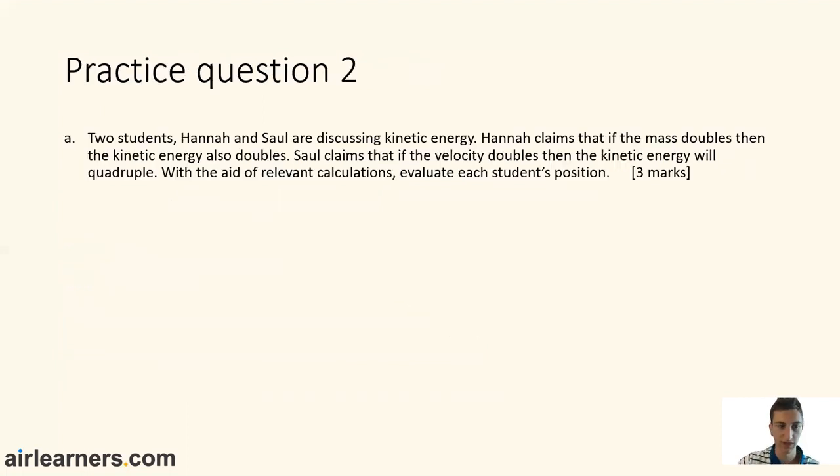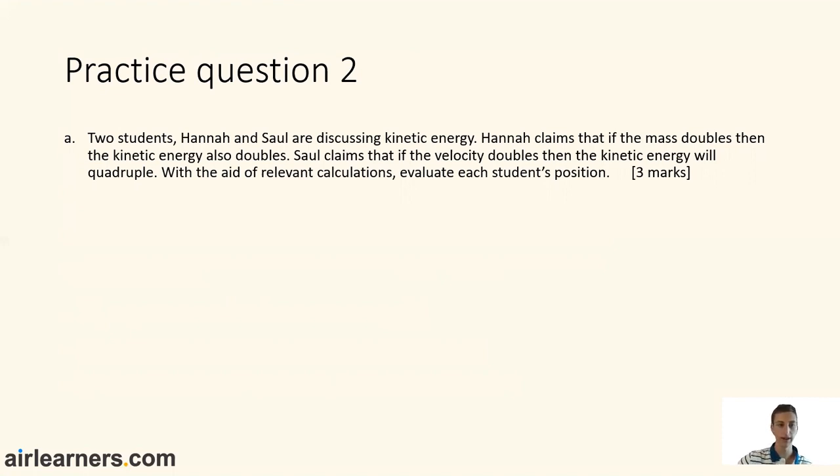Practice question 2. 2 students, Hannah and Saul, are discussing kinetic energy. Hannah claims that if the mass doubles, then the kinetic energy also doubles. Saul claims that if the velocity doubles, then the kinetic energy would quadruple. With the aid of relevant calculations, evaluate each student's position. This question is worth 3 marks, so you have 3 or 4 minutes. It's an explanation question. Good luck. You can pause the video and get back to it once you finish the question.